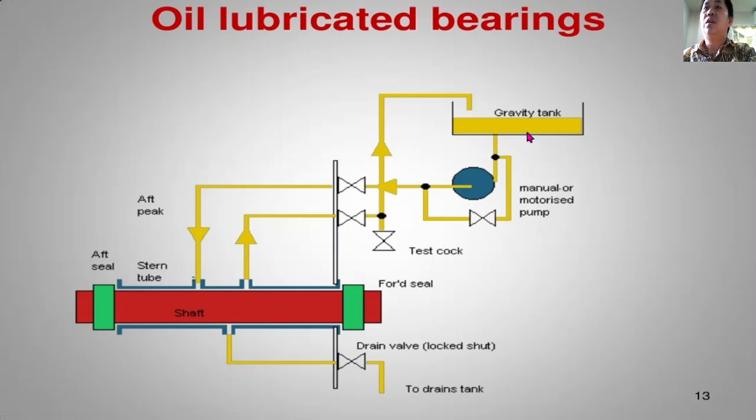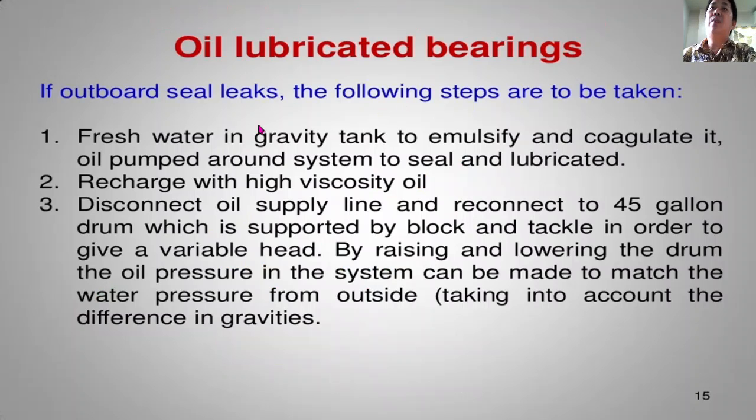Your motorized pump sucks oil from your gravity tank. The oil feeds to the oil pump, and it is discharged to the stern tube. It circulates again and goes back to the gravity tank. So this is the system of oil lubricated bearings for the stern tube.